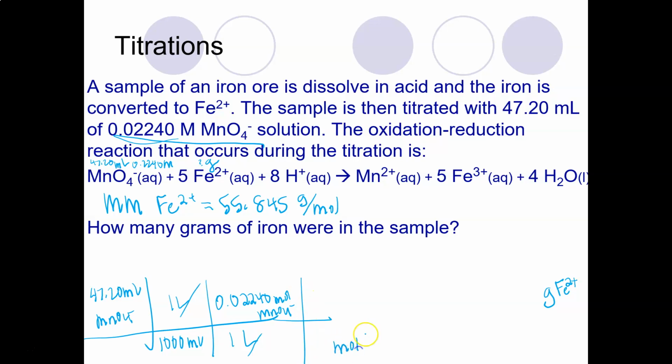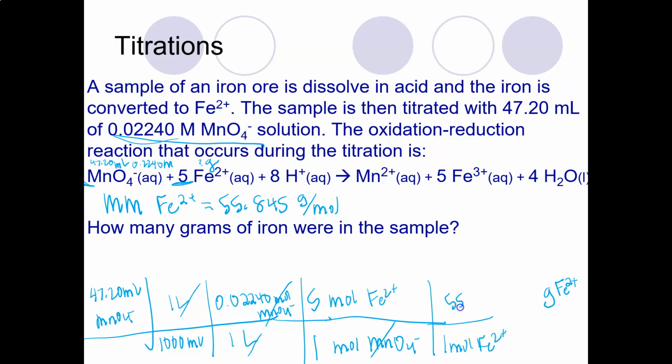So now I know I need to cancel out moles of permanganate, because that's the unit I need to cancel. So at this point, the mole ratio is the most useful unit factor. In front of permanganate, there's a 1. In front of iron, there's a 5. And then my last step is to go from moles to grams. 55.845 grams. Cancel, cancel. Unit factors, it looks like I have 4 sig figs for my answer. So I got 0.2952 grams of iron.